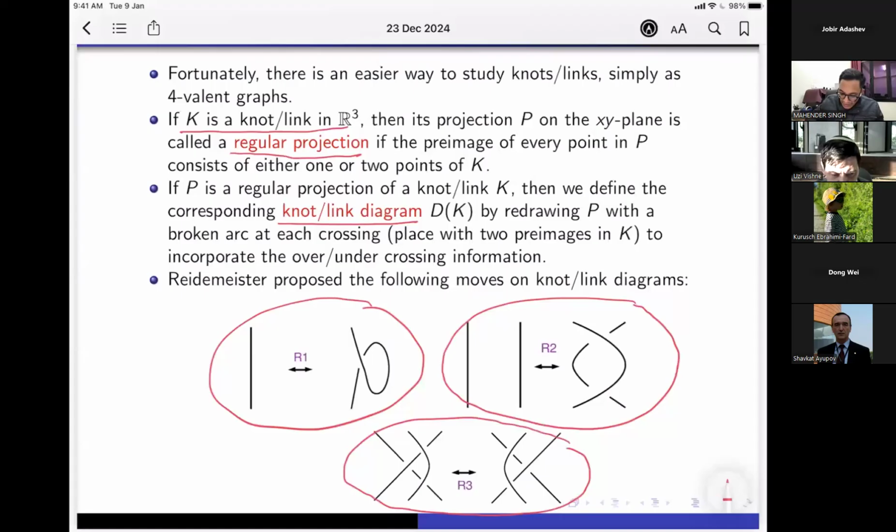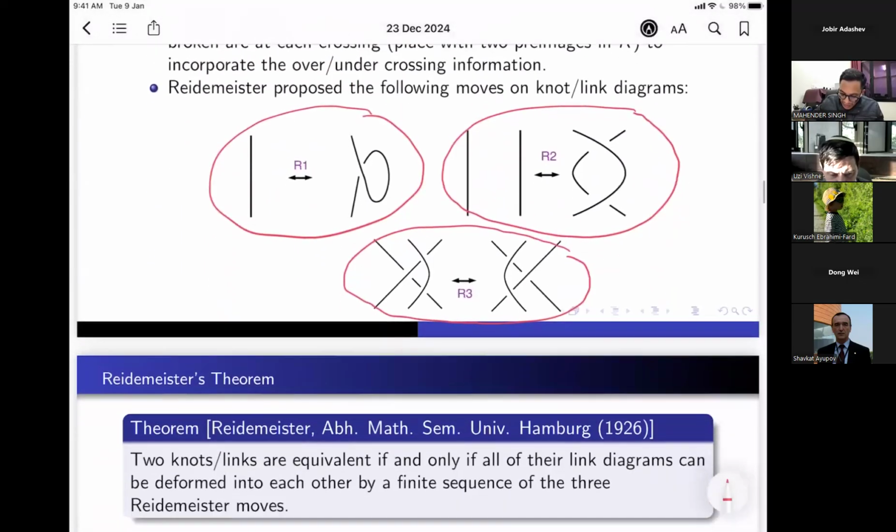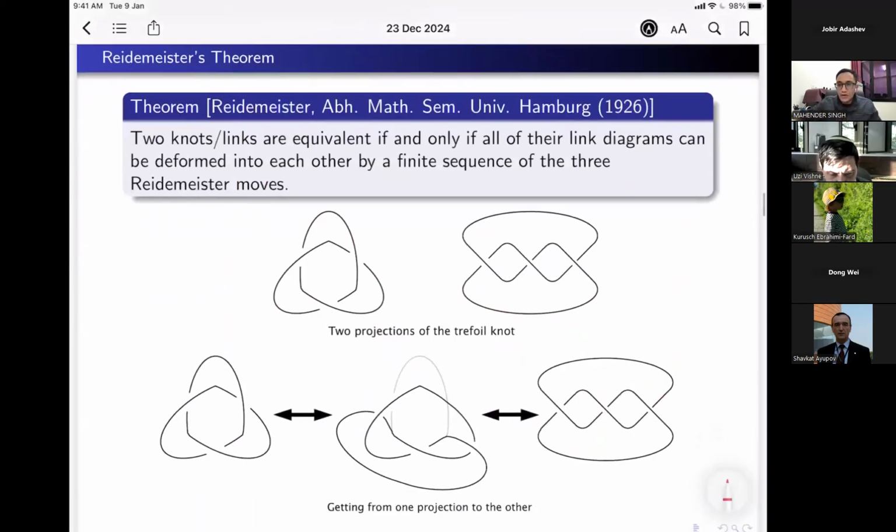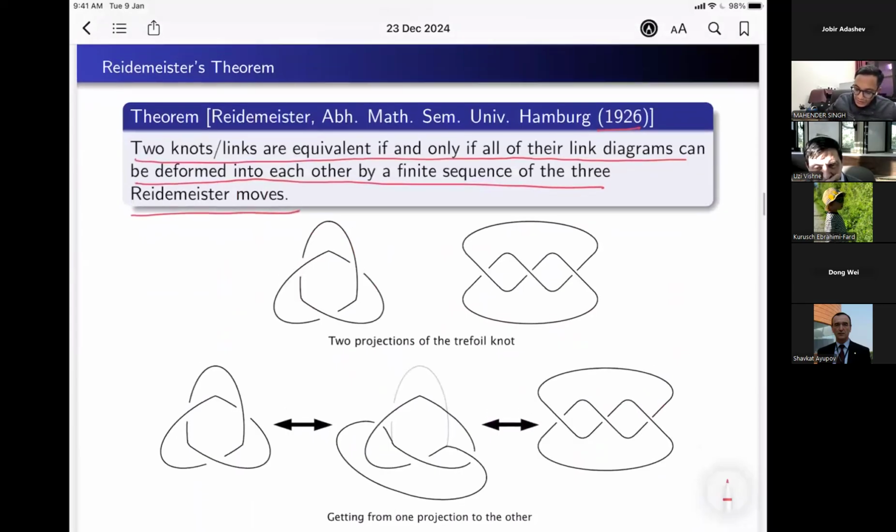And a very powerful theorem that he proved, although the proof is not difficult, has completely transformed three-dimensional topology. It is this theorem, proved in 1926 by Kurt Reidemeister. It says that two knots or links are equivalent if and only if all their link diagrams can be deformed into one another by a finite sequence of the three Reidemeister moves that I showed in the preceding diagram, these three moves.